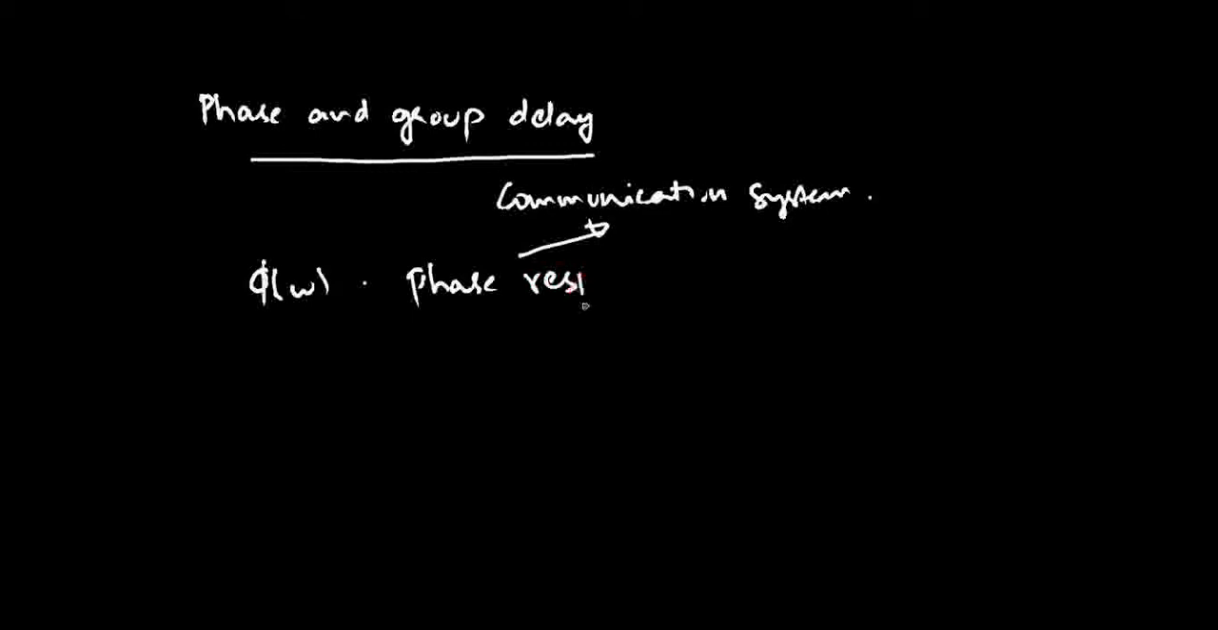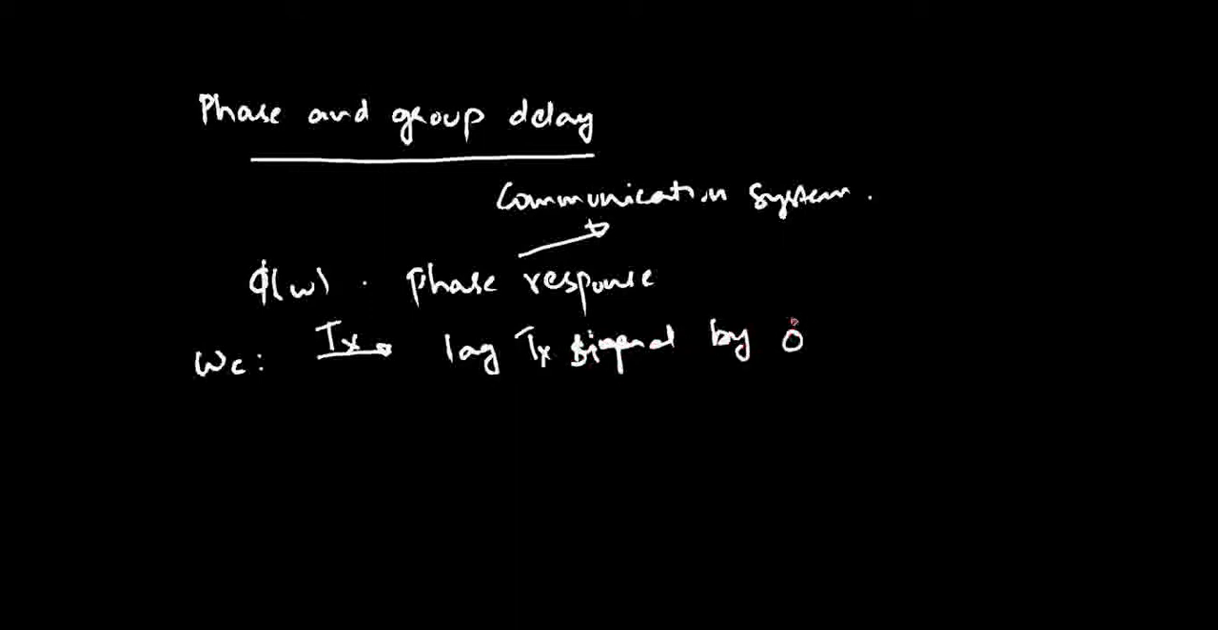Suppose phi of omega denotes the phase response of the channel. And if there is a sinusoidal signal transmitted at a frequency omega c, which in communication theory we refer to as a carrier signal of frequency fc, then when it is received by the receiver, the received signal should have the same frequency, but it will lag the transmitted signal by phi of omega c.